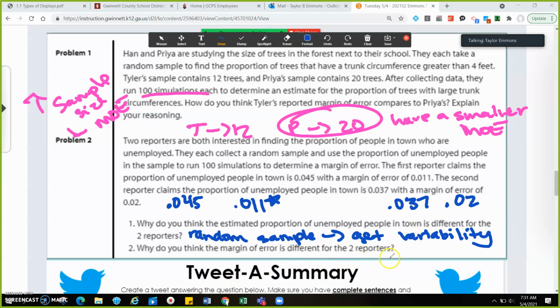Why do you think the margin of error is different for the two reporters? That's the question I was answering. Maybe he increased sample size. Or maybe he reduced variability by pulling people from a specific region, or he got it from different groups of people or something like that. Or maybe he lowered his confidence level. We're going to talk more about that a little bit later.